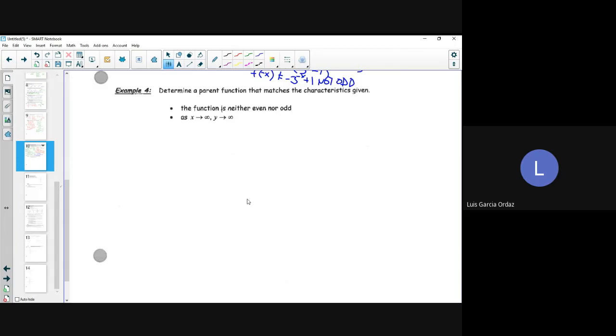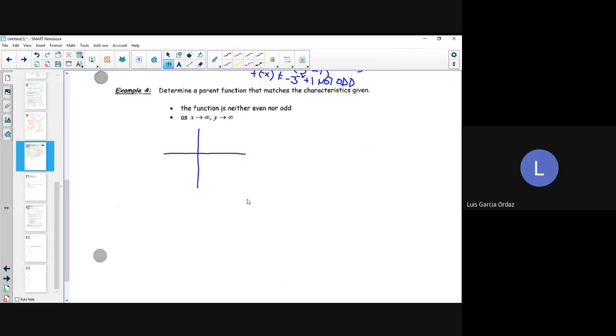What's the one that's like reciprocal? No, because that goes to 0. Wait, so that's saying positive to positive? What this is saying is, as the x values get bigger, the y values also get bigger. It's not even or odd, so look at the parent functions on page 1. So would it be exponential? Exponential.